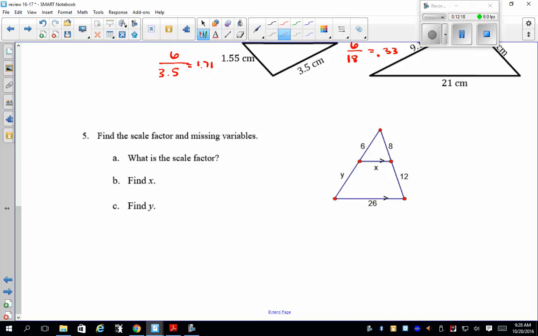Number 5, find the scale factor and missing variables. I'm going to redraw each of these triangles because these are overlapping. So the top triangle, I'm going to draw in red.